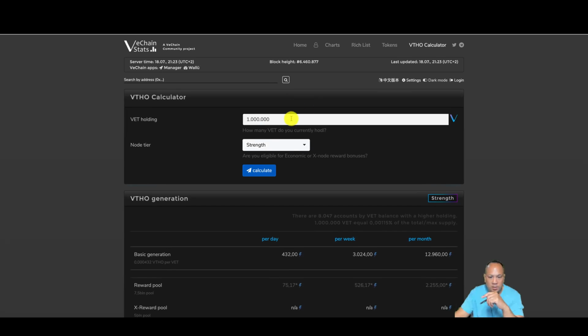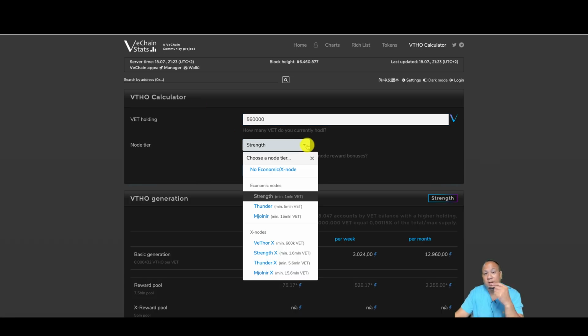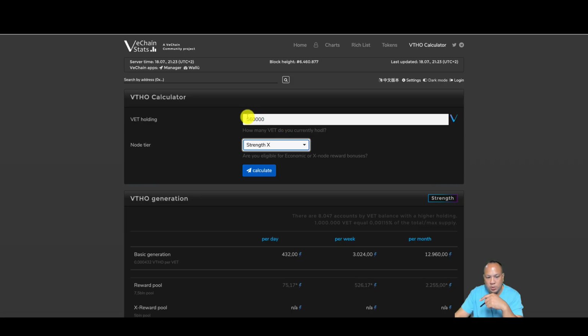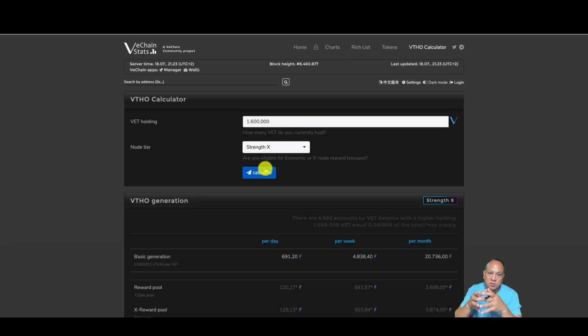Now let's say you have 5.6 million and you actually hold an X node, or let's say it's a Strength X node, which requires 1.6. So we're going to put 1.6 million and calculate it. Now, just remember that for the Strength X nodes, or any X nodes, you have to buy the X node first, then wait until it's matured and in your wallet and you've qualified, because in VeChain Manager, I'm going to show you, it's going to say what you have, a Thunder or a Strength, etc.